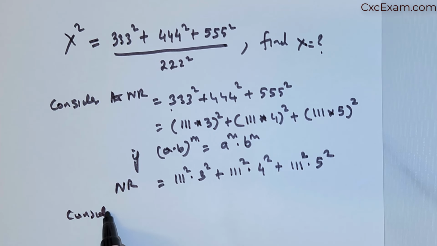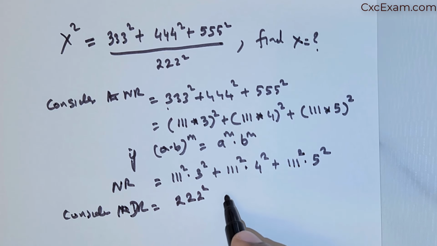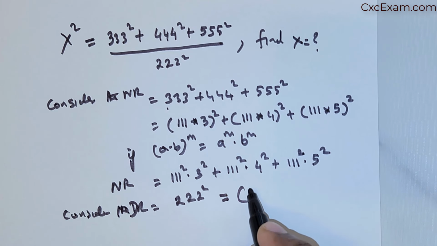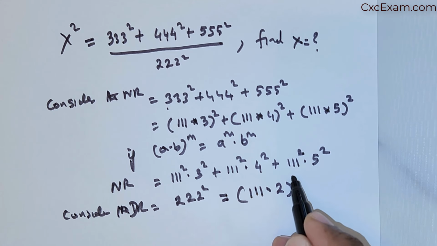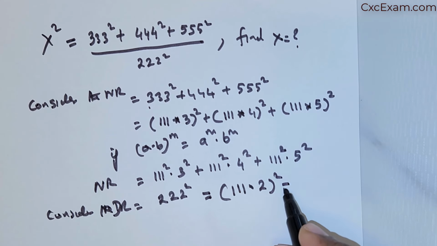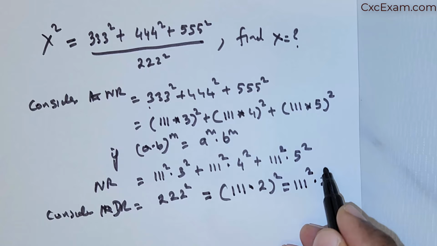Now consider the denominator. 222 squared is the denominator value. I'm going to rewrite it as 111 multiplied with 2, raised to the power of 2. Further, I'm going to write it as 111 raised to the power of 2 times 2 raised to the power of 2.